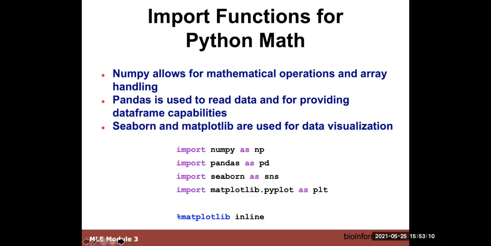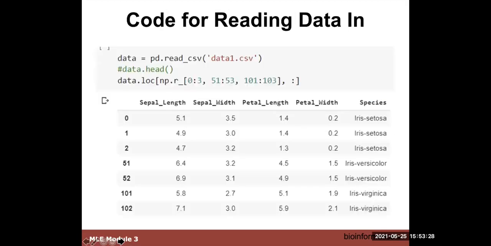As before with the decision tree, we import NumPy and Pandas. We also are putting in Seaborn and Matplotlib to help with some data visualization, which you'll see a little later. But this is an example of some of the libraries that we use just to make things a little easier for our computations. So like the decision tree, we read our data.